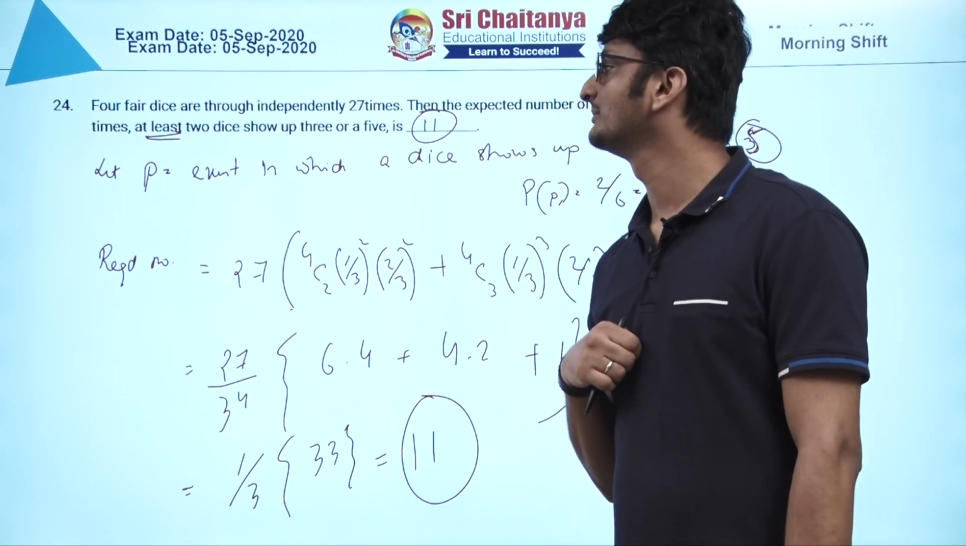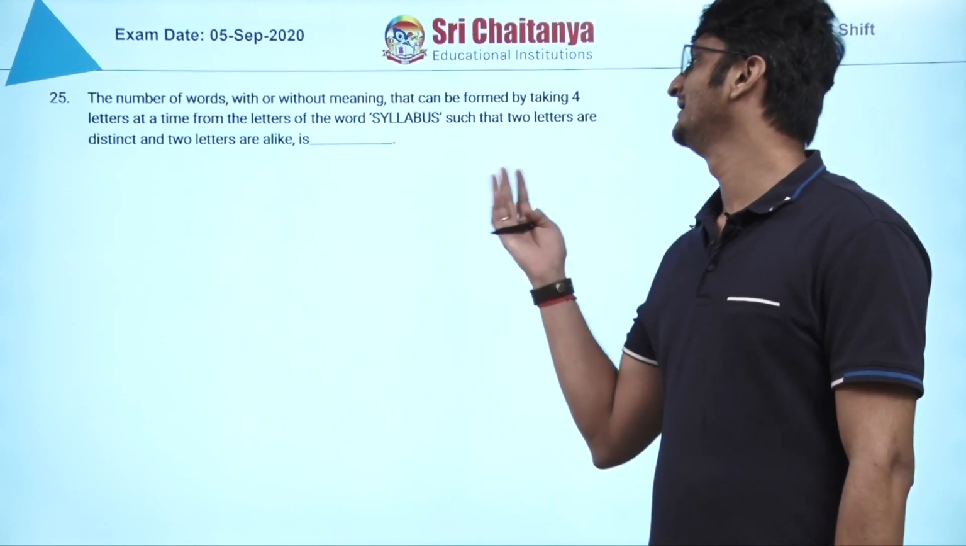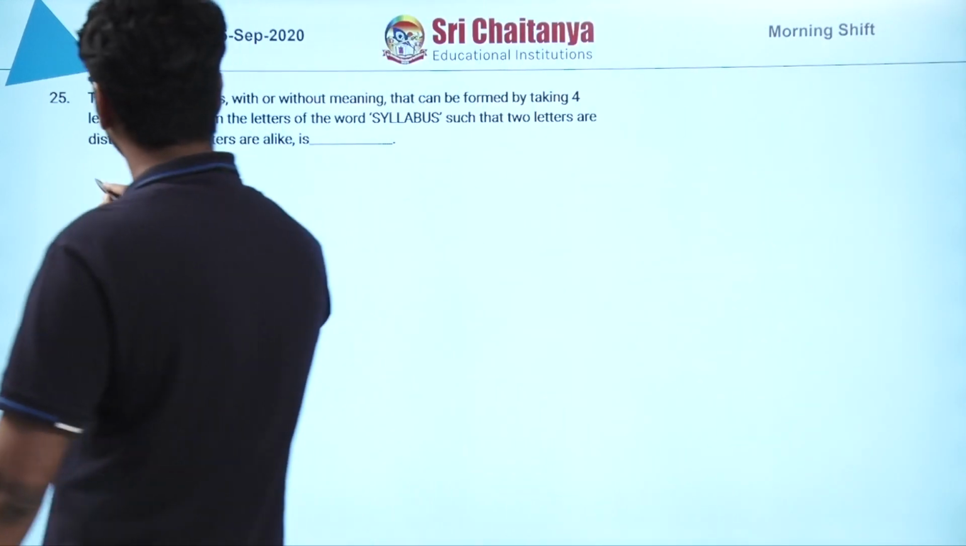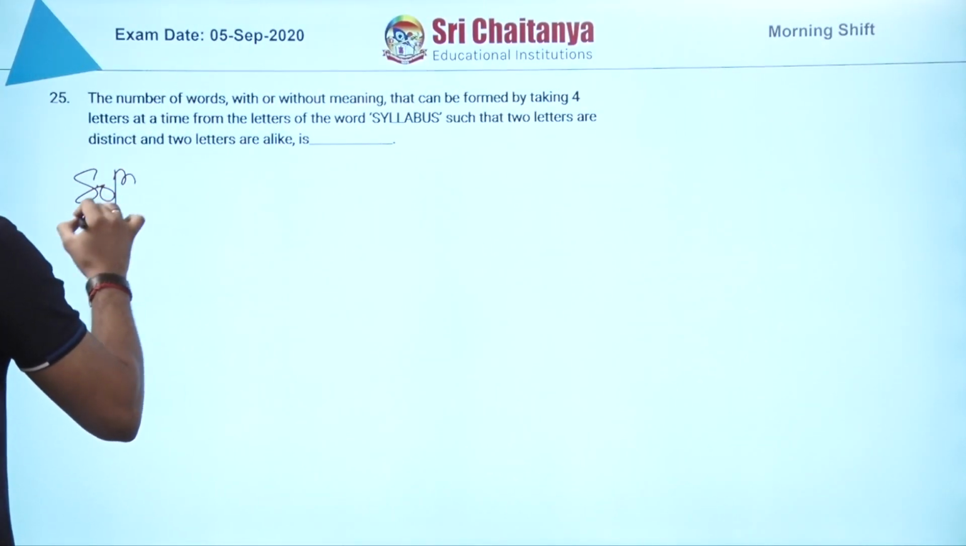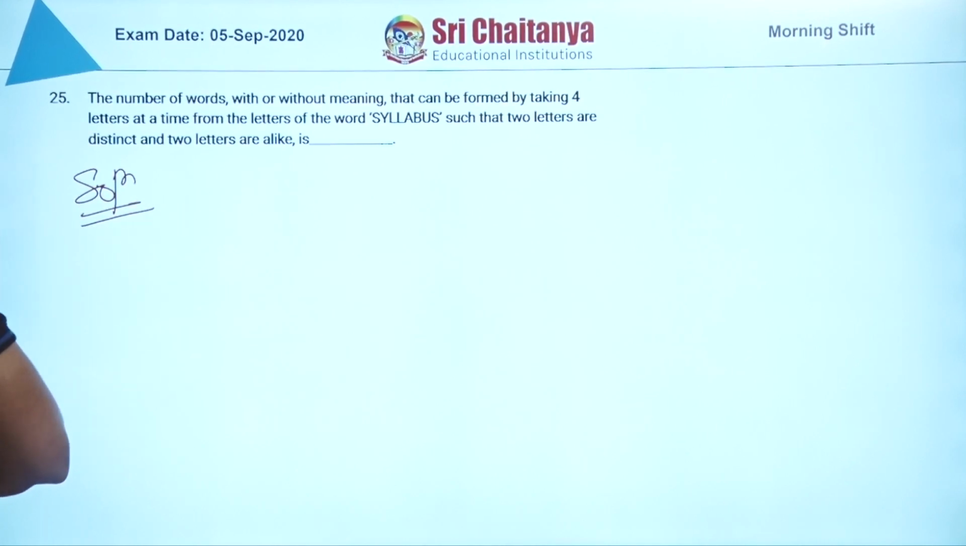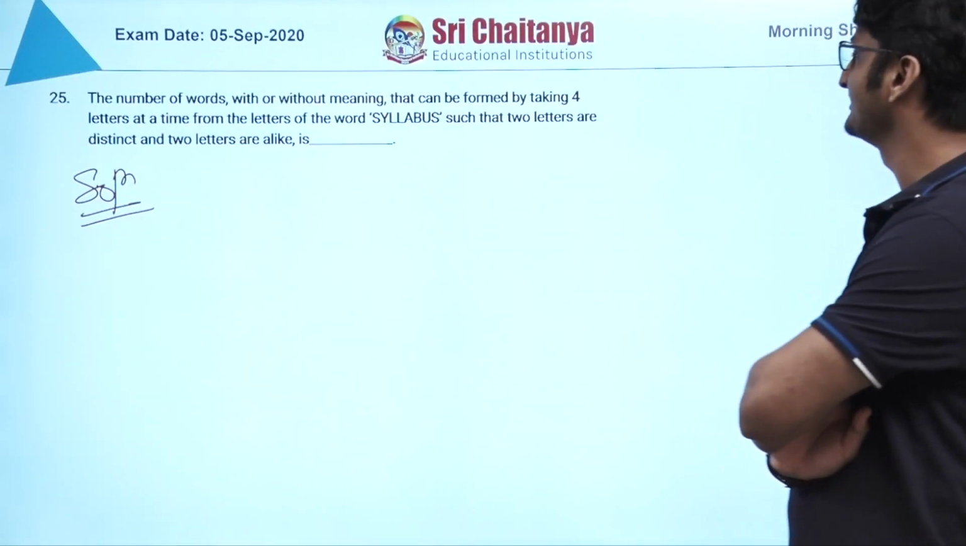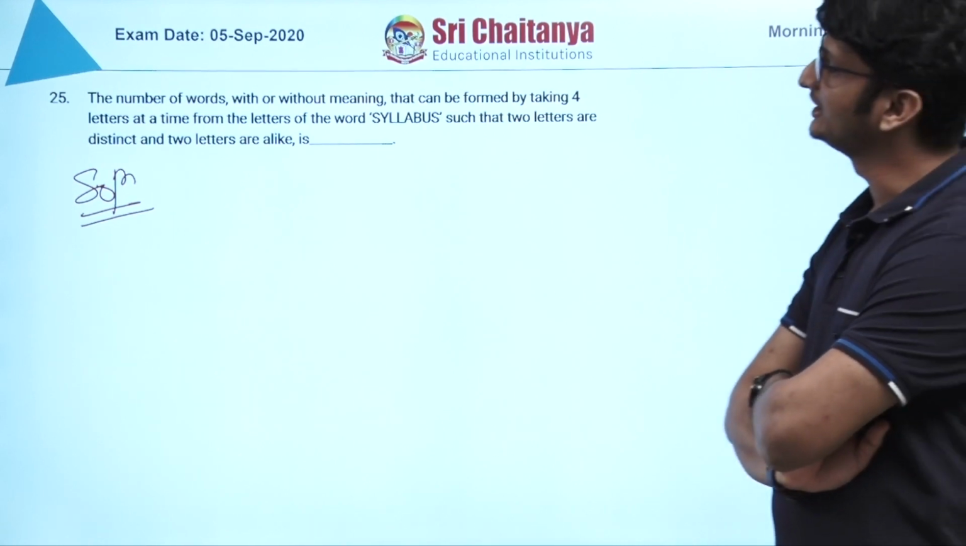Next, let us move to question number 25. Here we got the question from PNC. Everyone please read it out. The number of words, with or without meaning, that can be formed by taking 4 letters at a time from the letters of the word SYLLABUS such that 2 letters are distinct and 2 letters are alike.